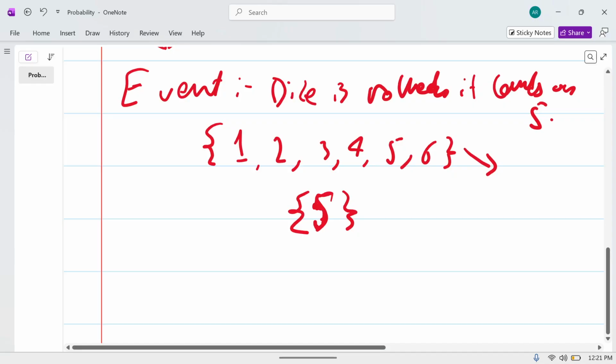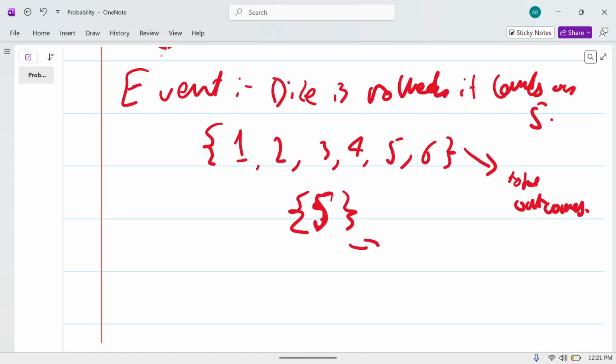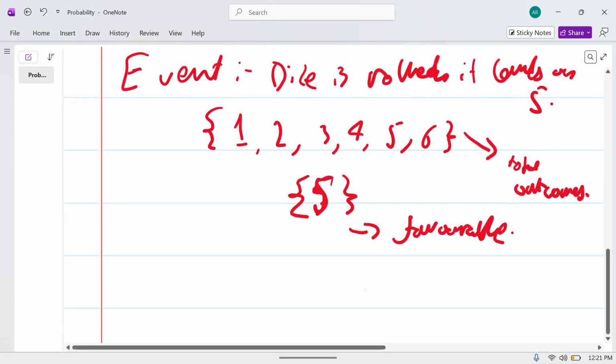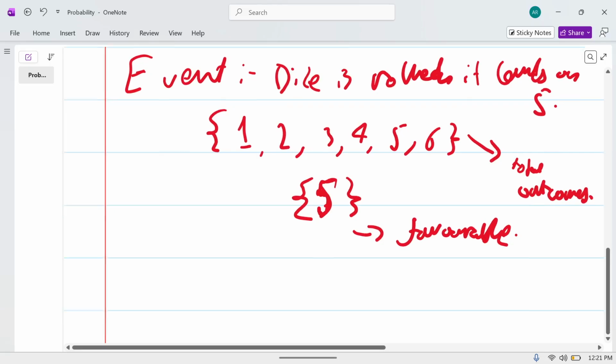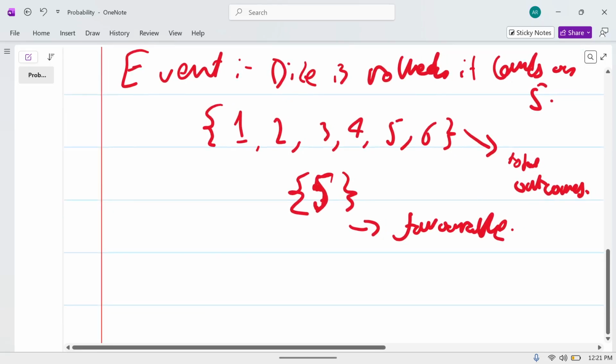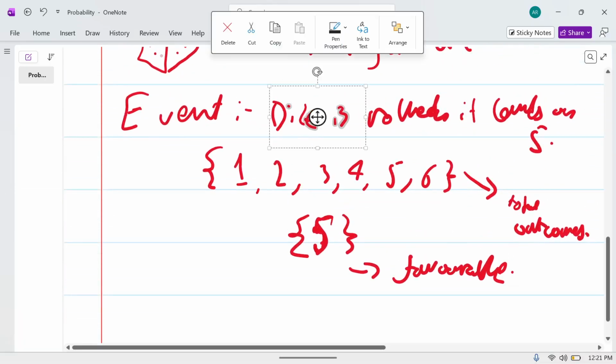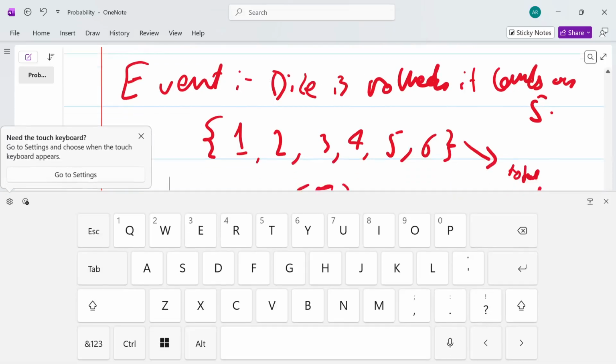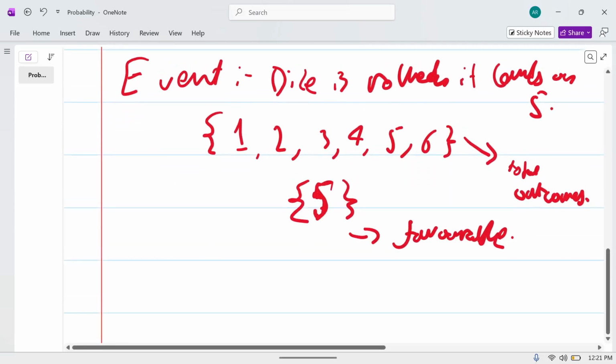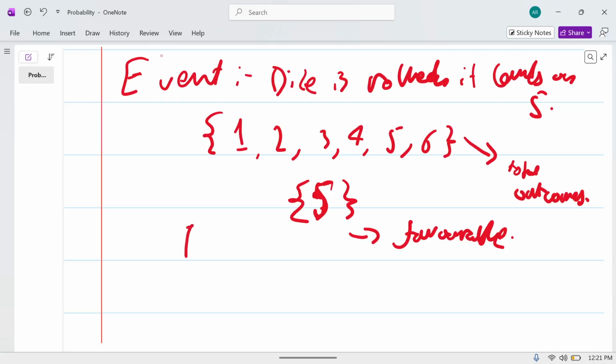So these are the total outcomes, and this is the favorable outcome, okay? This is the outcome you actually need. How are you going to represent it as a fraction? Use the formula. Just count them. 1, 2, 3, 4, 5, 6, right? You've got 6 total outcomes. So that would be 1 over 6. I was about to write 5 over 6, which was actually a mistake.